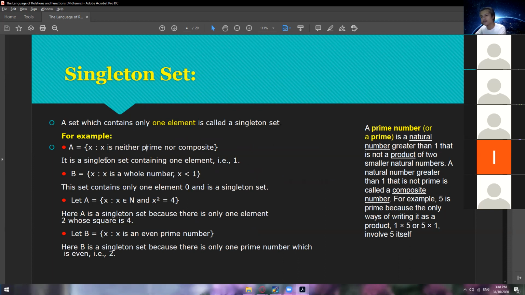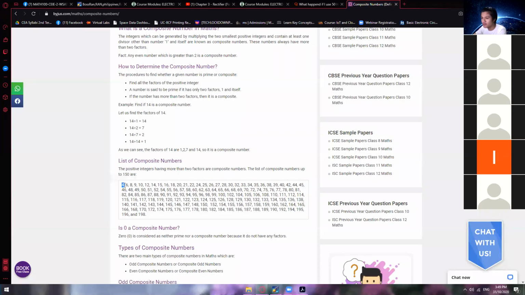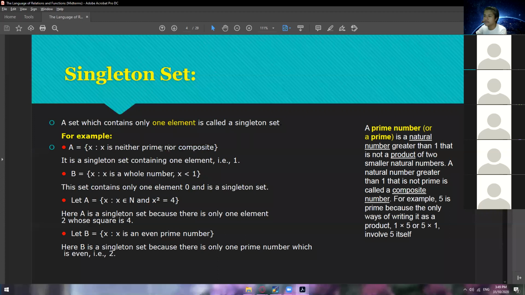So, we have here examples. We have set A, wherein set A has an element of neither prime nor composite. Alam na natin kung ano yung composite number kanina, wherein it is ranging. So, starting number natin is 4 hanggang sa kung saan man yan. And then, what about prime? What is a prime number?